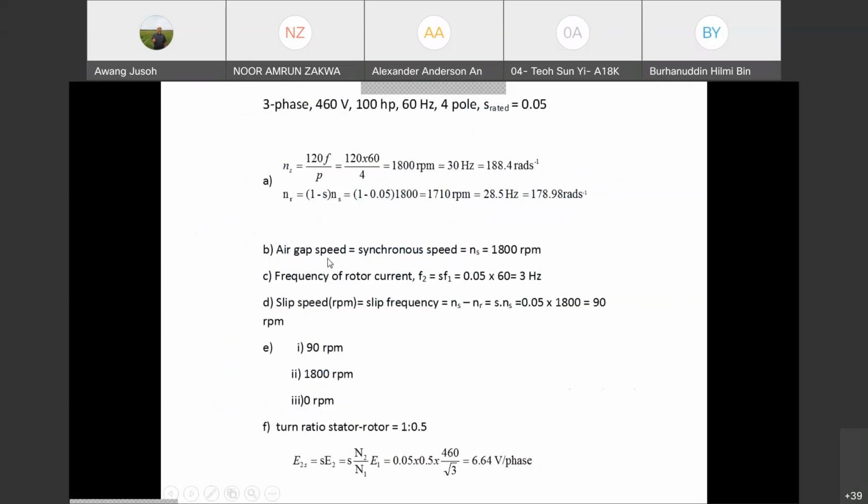Okay, so air gap speed equals synchronous speed, equals Ns, equals 1,800. Sometimes they call it synchronous speed, sometimes they call it air gap speed. You know that one. I mean the speed in the air gap equals Ns, equal to this formula.